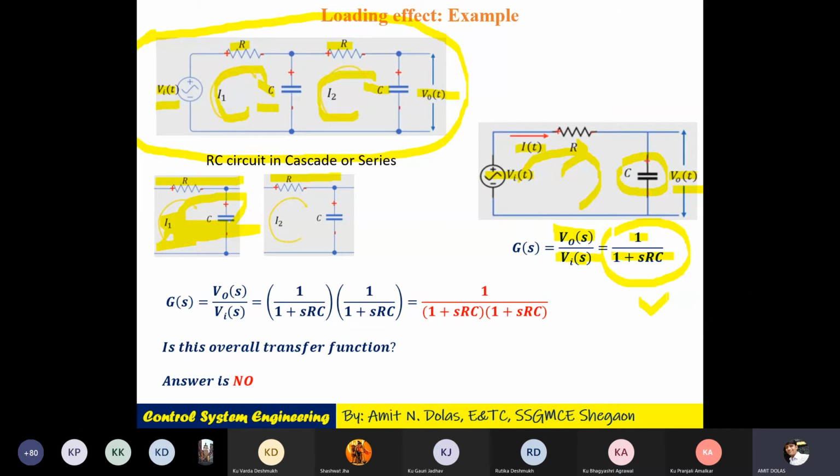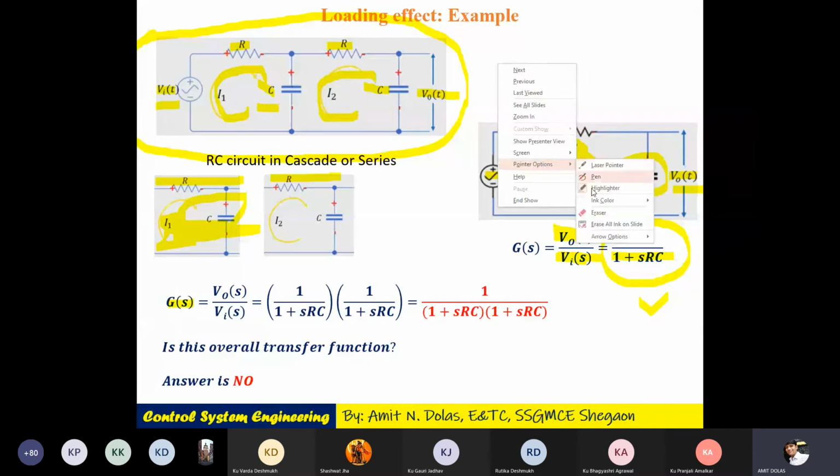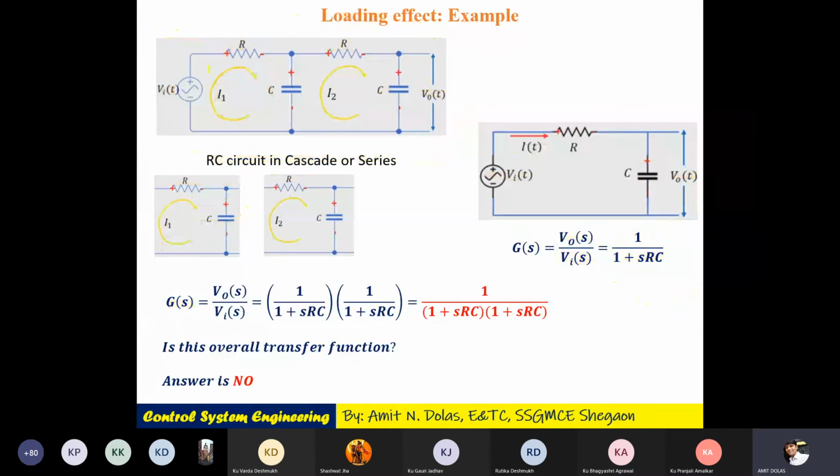And I am assuming both are in cascade, so we will write it like this. That is final. For the upper circuit, this one, two similar RC pairs are in cascade. So the overall transfer function, I will write VO upon VI of S is equal to 1 by 1 plus SRC into the same term 1 by 1 plus SRC. So overall transfer function will be 1 upon 1 plus SRC into 1 plus SRC.